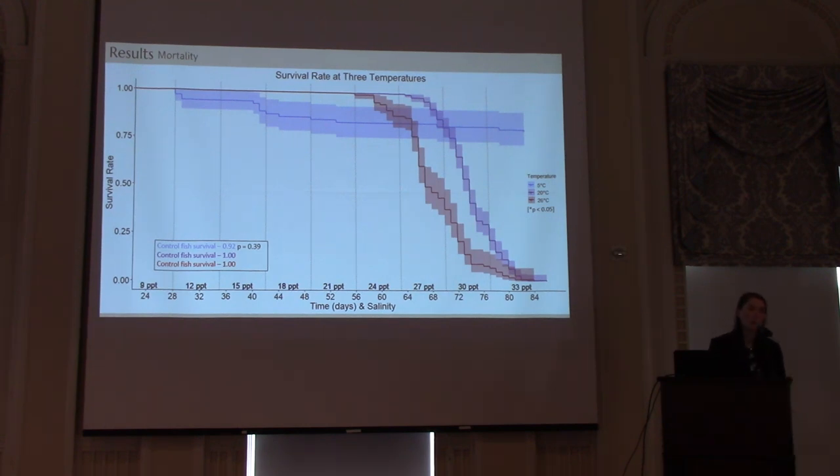There was some background mortality in the control tanks in this cold water treatment. We had 5 out of 60 control fish die. So there was actually no significant difference between the control and experimental survival rates in this temperature treatment. This is indicative that round gobies can survive high saline waters, at least temporarily, in these cold regimes.